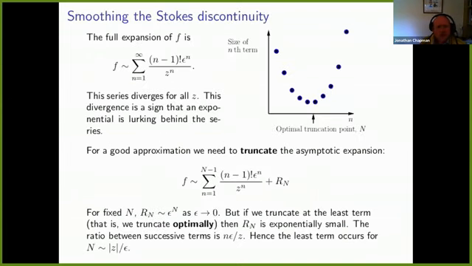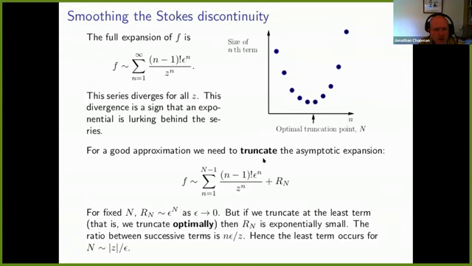But if I take n sufficiently large, then the factorial here, the n minus 1 factorial, beats the epsilon. So eventually, if n is large enough, these terms will get bigger again. And so, in fact, this series is divergent. It diverges for all z. And it's that divergence that's a sign that there's an exponential lurking behind it.